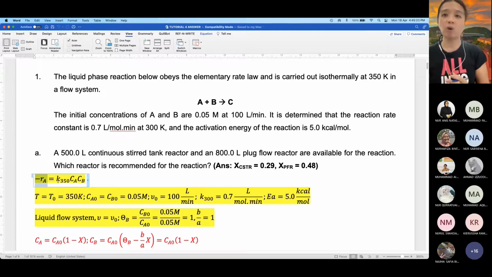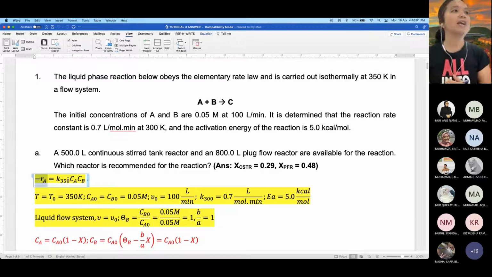Why power of 1 for A? Because it is first order with respect to A, and why first order? Because the stoichiometric coefficient for A is 1. Then CB to the power of 1 because it is first order with respect to B as well, and why first order? Because its stoichiometric coefficient is 1 in front of B. So you get the rate law minus rA equals k CA CB. You know the power of 1, if you don't write it is also fine, because 5 to the power of 1 is still 5, 4 to the power of 1 is still 4. So not writing the power of 1 is understandable, it means the power is 1.